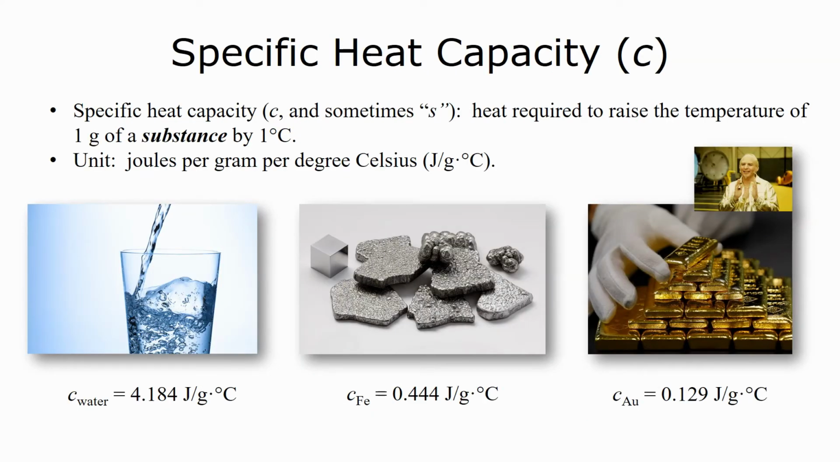Compare this to specific heat capacity. Specific heat capacity is different. It's represented by the lowercase c, and depending on the textbook, sometimes lowercase s. And this is the heat required to raise the temperature of 1 gram of substance by 1 degree Celsius. So its units are joules per gram per degree Celsius. Now, why the difference? Well, this is something that we can normally portion out in different quantities. So for instance, if we want to know how much energy is required to raise the temperature of, say, half a gram of iron, well, we would use its specific heat capacity and we would determine it to be 0.222 joules.